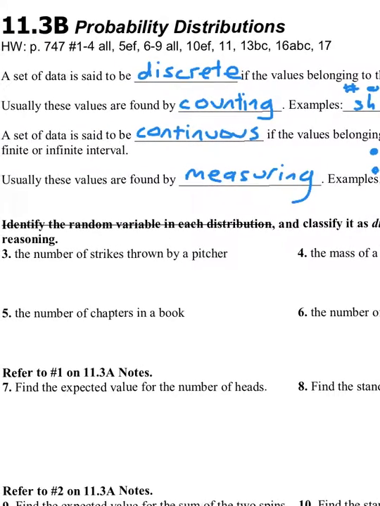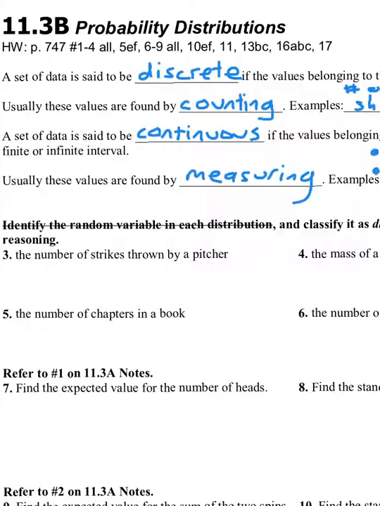Right, for these examples, I crossed out the first part of the directions. Identify the random variable in each distribution. That's kind of pointless because for number 3, the random variable is the number of strikes thrown by the pitcher. For number 4, the random variable is the mass of a cell. And that's how it is for the other two as well. So instead, we're just going to classify it as discrete or continuous, and then we're going to explain our reasoning.